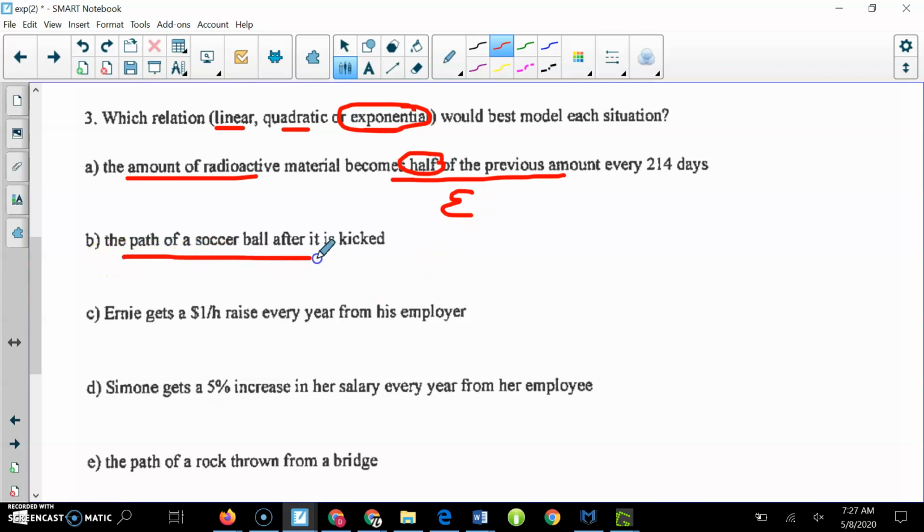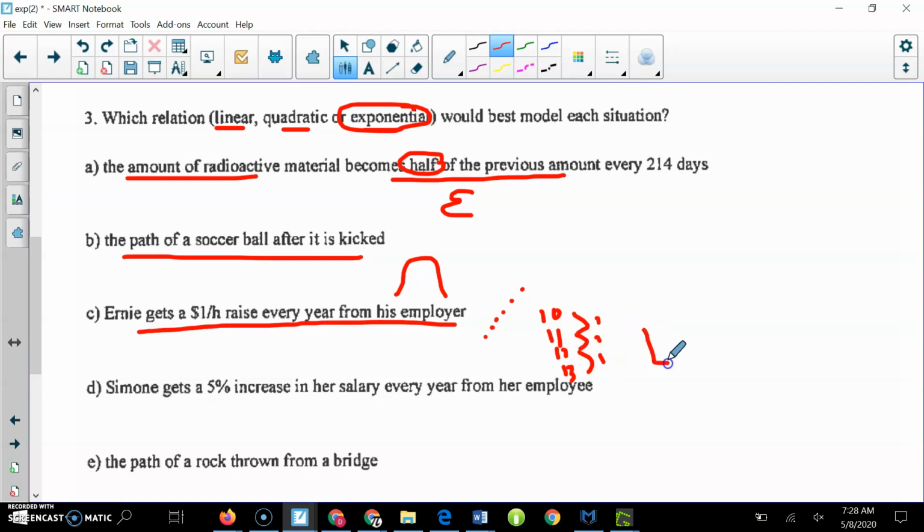If you kick a ball in the air, we talked about this a lot at the start of the year. If you kick something in the air, it comes back down like this, and that should look like a quadratic. So it's not exponential, it's quadratic. If you get a raise of $1 per hour each year, this is a constant raise. This was a tougher question, right? If you get a constant raise, you get $10, then $11, then $12, then $13. If you were to chart this, you would notice that the first differences are the same. When first differences are the same, this would be linear, not quadratic, not exponential.